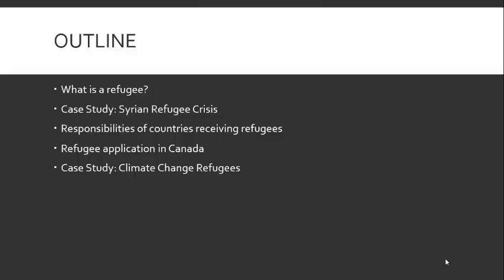Now, in today's lesson, we'll be doing the following. We'll start off by defining who refugees are exactly. Next, we'll look at the current refugee crisis in Syria as a way to better understand the issues that refugees face. Third, we will look at the responsibilities of countries that receive refugees. Next, we will examine the process for applying to be a refugee in Canada. And finally, we'll look at an emerging category of refugees by considering climate change refugees.